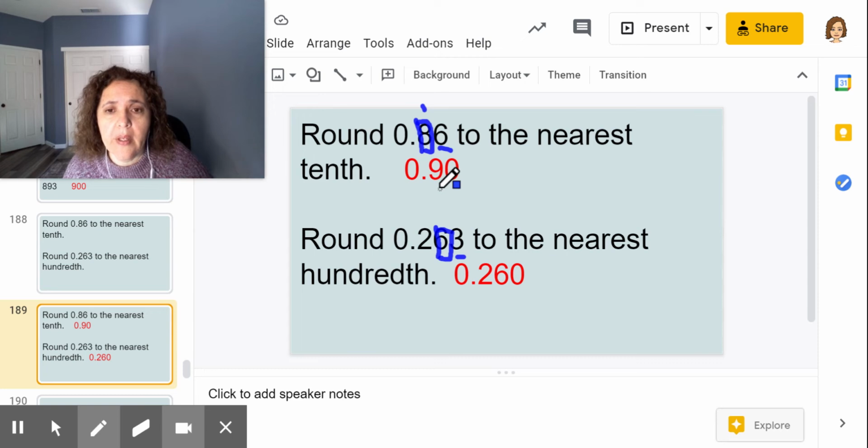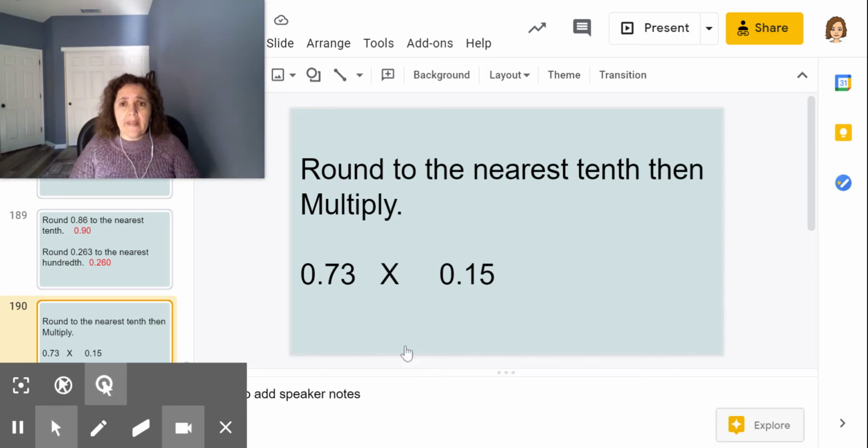Okay, and for 263 thousandths, rounded to the nearest hundredth. The 6 is in the hundredths. I box that in. Look at the 3. The 3 tells me to round down. It becomes a 0, so it becomes 26 hundredths. And again, the 0 doesn't matter. You can have as many zeros. Okay, now that we got that down, now we can get to the heart of the lesson.